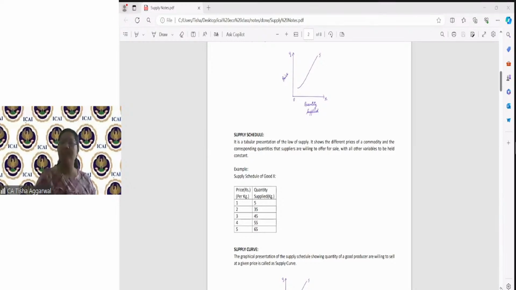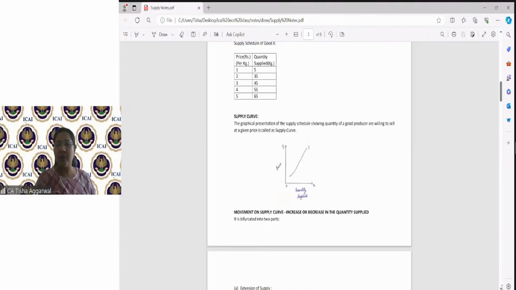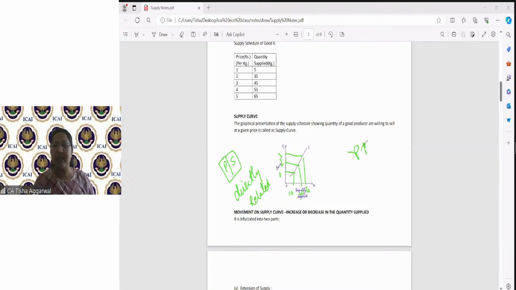And the moment I put this supply schedule in a graphical format, it becomes a supply curve. And what is a supply curve? Look at this. At 1 rupee, 10 kg; at 2 rupees, 20 kg; at 3 rupees, 30 kg. Can I say that price and supply are directly related? When I say directly related, that means the moment price increases, quantity supplied also increases. When price reduces, quantity supplied also reduces. I hope it is crystal clear up till here.